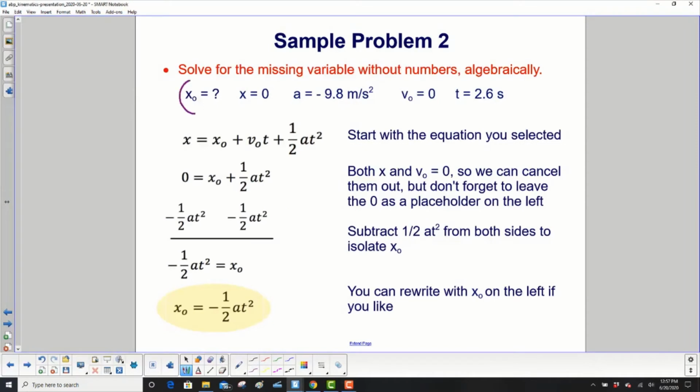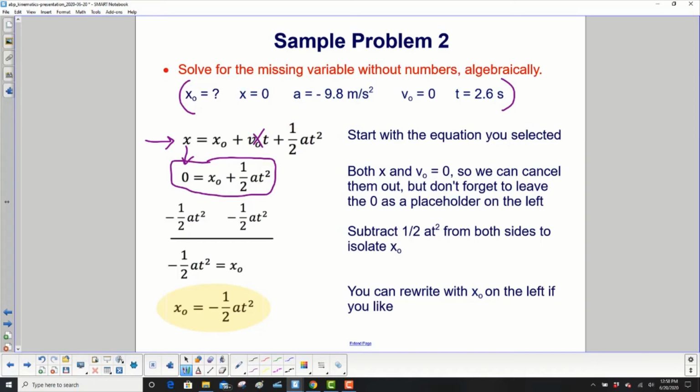Once again, we have our variables, constant, and what we want to find up here. Here's our equation, second kinematics. Now, what equals 0? X is equal to 0, so we replace it with the 0. V0 is equal to 0, so this term just goes out, and we're left with 0 is equal to x0 plus 1/2 at squared. Make sure you leave that 0 on the left side for x. What do we have to do now? We'd like to get x0 all by itself. So let's subtract from both sides 1/2 at squared.